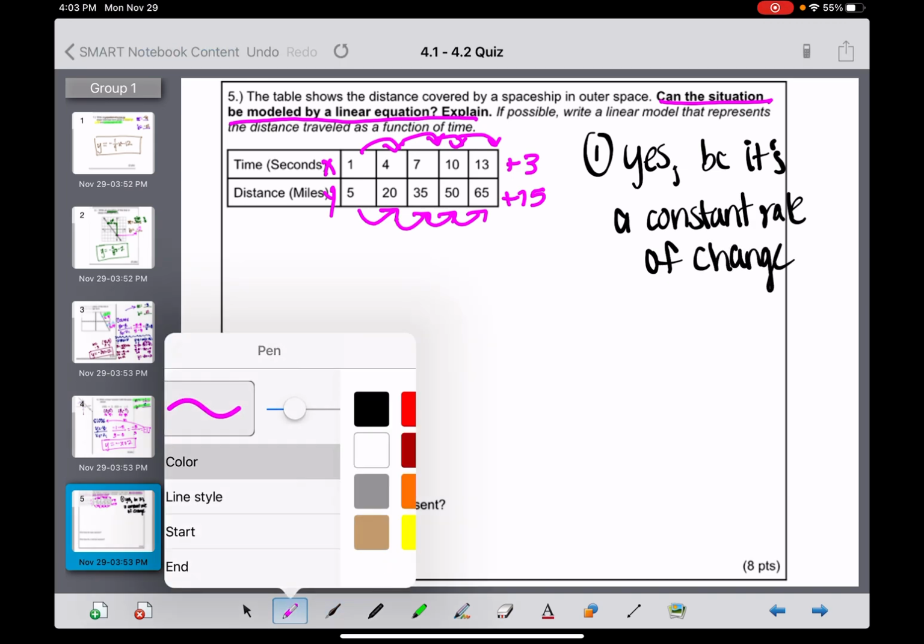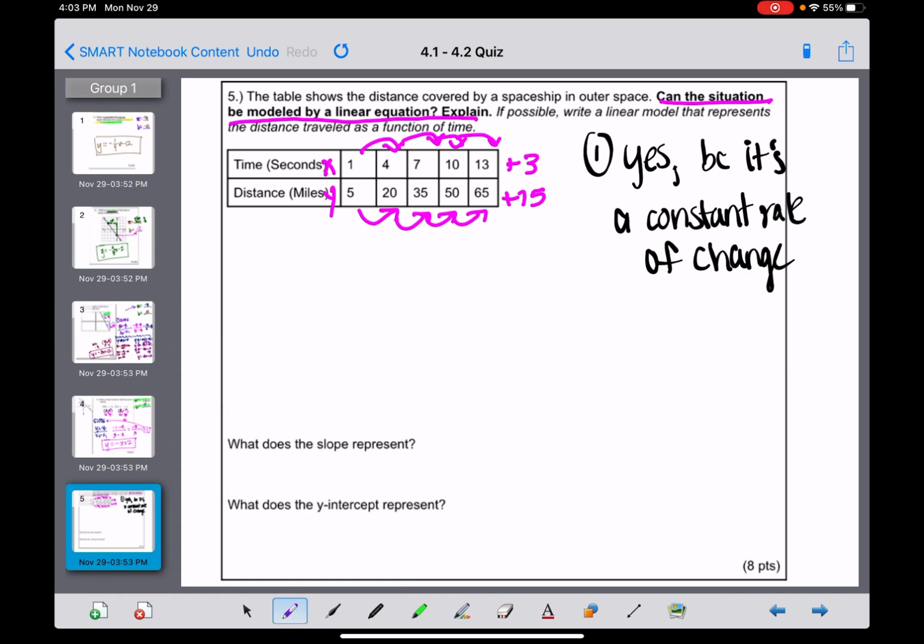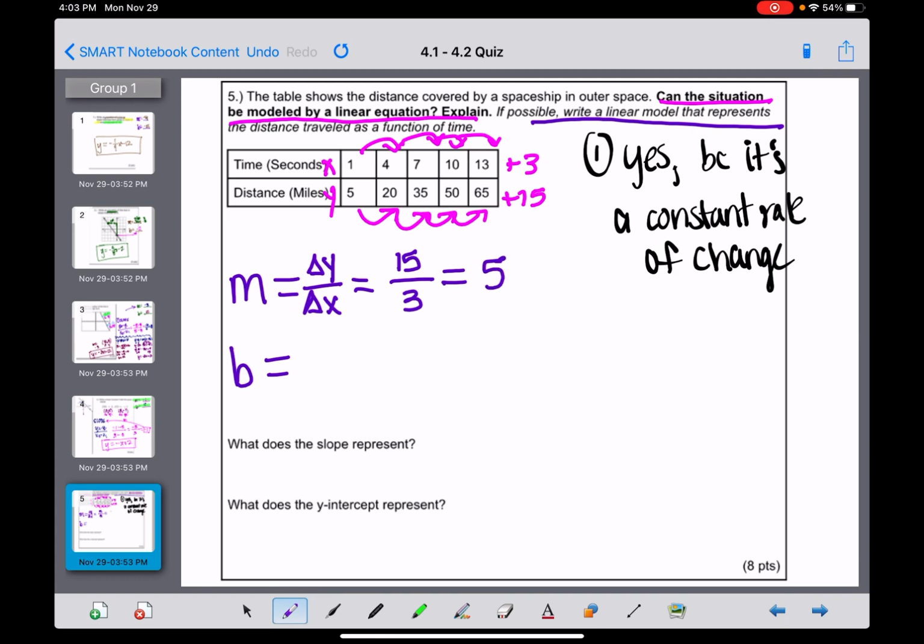Part 2 then asks you to write a linear model. So what do we need for a linear model? We need the slope and we need the y-intercept. Well, the slope is the change in y over change in x. My y is changing by 15. My x is changing by 3. 15 divided by 3 is my slope.